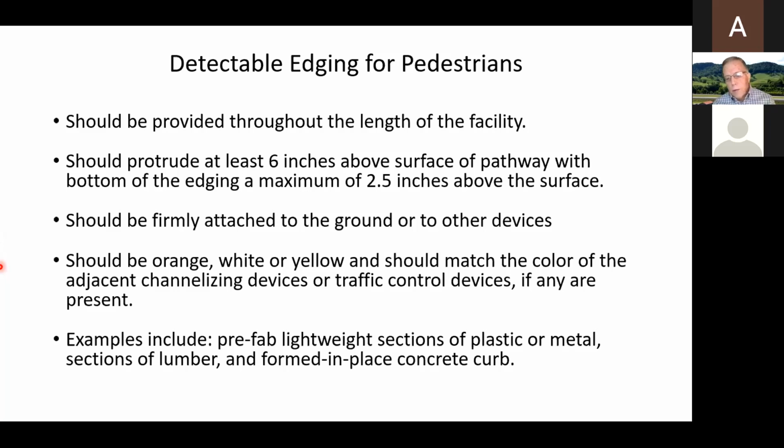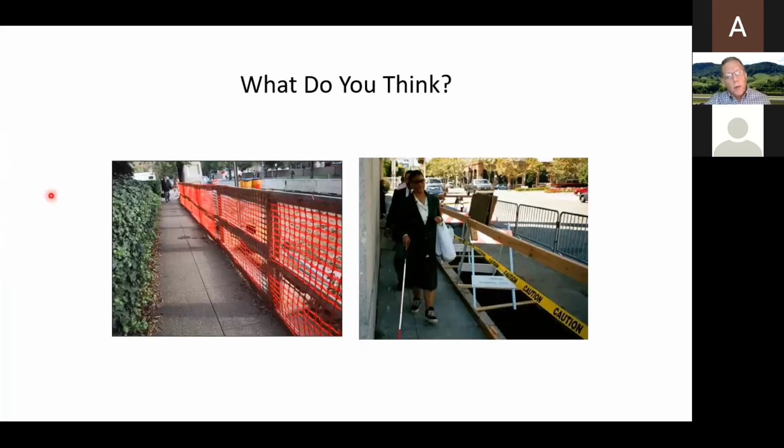And these can be things like sections of plastic or metal or wood or formed in place concrete curb, as long as it's detectable with the cane and complies with the criteria you see here. Here's a couple examples. Let's take the one on the left first. This looks like it's about 5 feet wide. So in terms of the width of the pathway, that looks okay. Assuming this lumber here, assuming that's 6 inches high and assuming this is firmly attached, that should be okay. That should comply with what I just talked about.